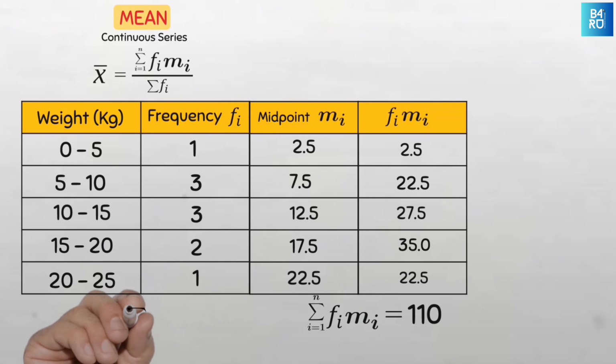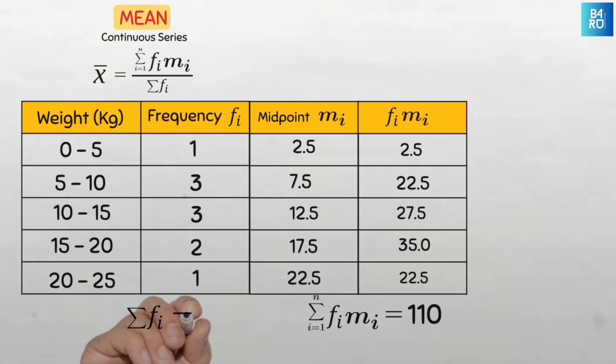Then we go to the denominator, which is the summation of f sub i. This is the total of the frequencies, and this is actually the same as the total number of children, or our sample size. So we say 1 plus 3 plus 3 plus 2 plus 1 all equals 10. Remember, the question even said 10 children, right?